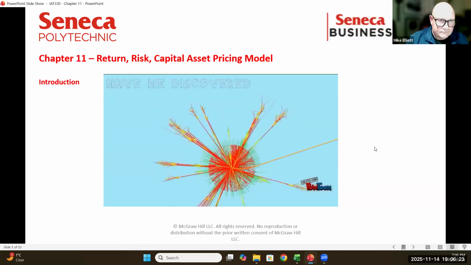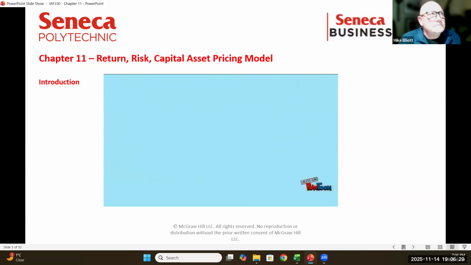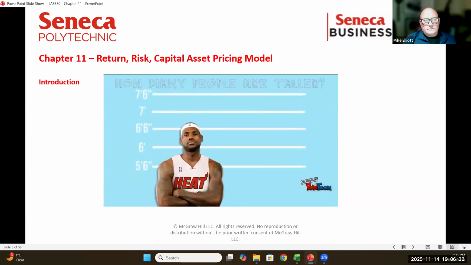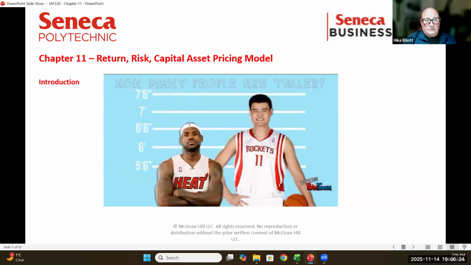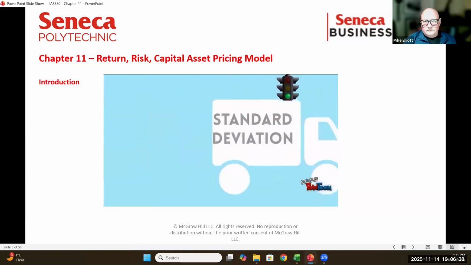Have we discovered a new particle in physics? Is the manufacturing process out of control? What percentage of men are taller than LeBron James? How about taller than Yao Ming? All these questions can be answered using the concept of standard deviation.